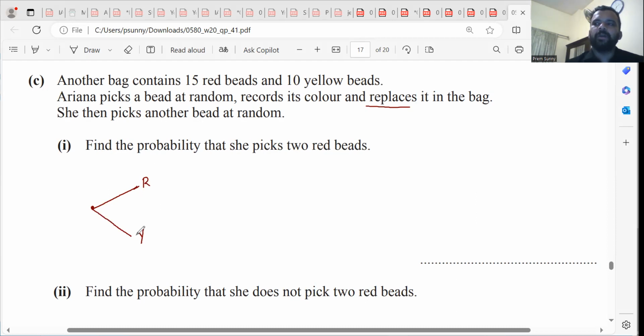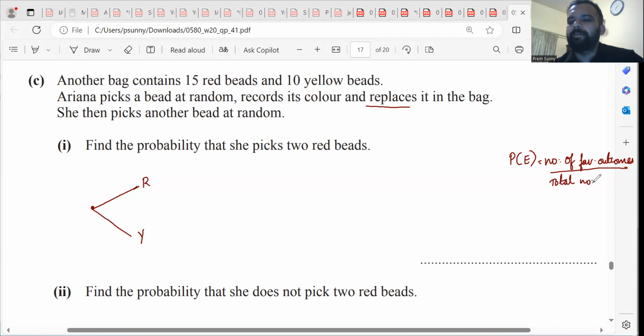Now, we'll be using a normal probability formula. Probability of an event is number of favorable outcomes divided by total number of outcomes. So we will be using the basic formula here. Probability of an event is number of favorable outcomes divided by total number of outcomes.